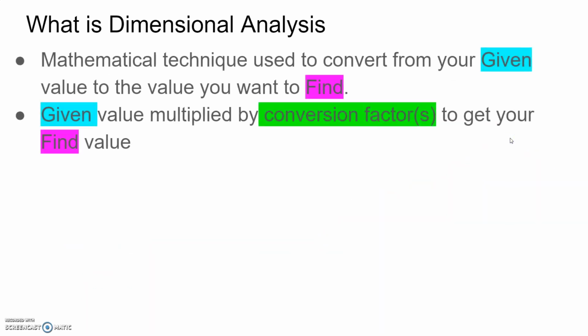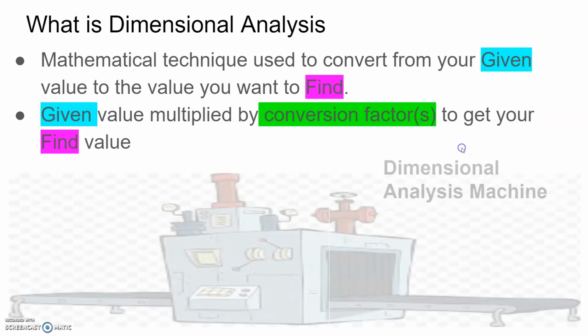So what is dimensional analysis? It's a mathematical technique used to convert from a given value to the value you want to find. Now, the way that this works is that your given value will be multiplied by a conversion factor, and that's how you get your find value.